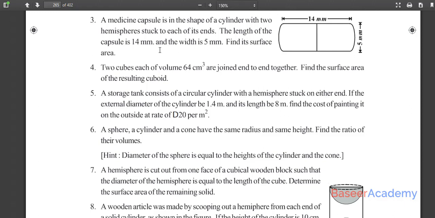The length of the capsule is 14 millimeter. Here, the complete length of the capsule is 14 millimeter.